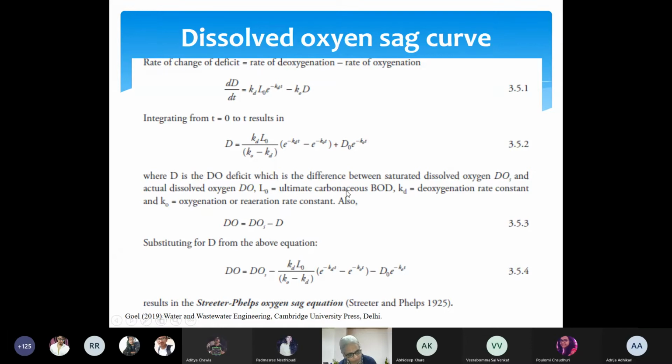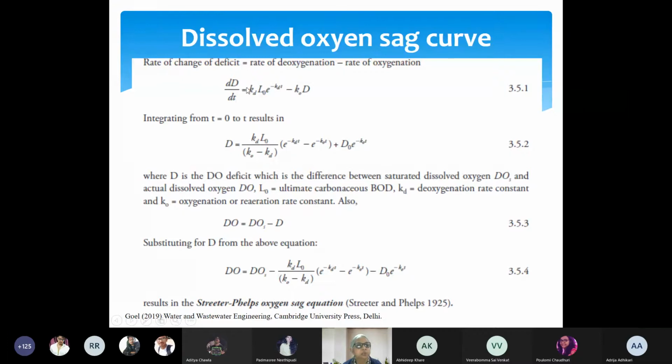If we take total BOD, which includes nitrogenous BOD, then the Kd value will be different. So you will have Kd1 and Kd2. Kd1 will be for carbonaceous BOD and Kd2 will be for nitrogenous BOD. That can be done, but that's a further complication. Let's not get too complicated here. We will stick to carbonaceous BOD. So Kd L0 e to the power minus Kd t.